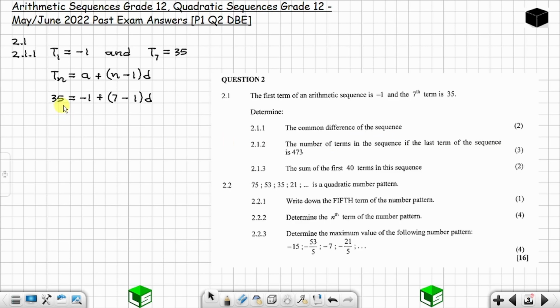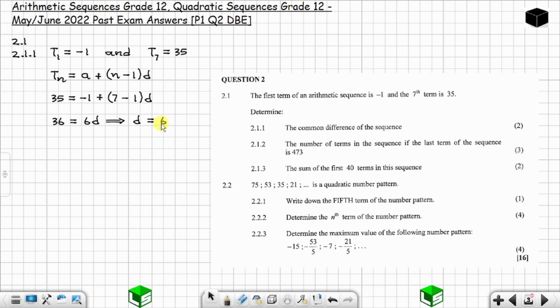You have this -1, you bring it to the left, it becomes 35 plus 1, which is equal to 36. And this is equal to 7 minus 1, which is 6, times D, which is 6D. You need to solve for D. You divide by 6 on both sides: 36 divided by 6 is 6. And so the common difference is 6. As simple as that.